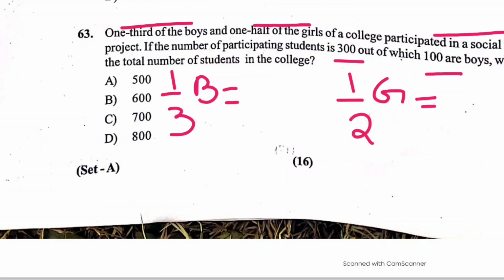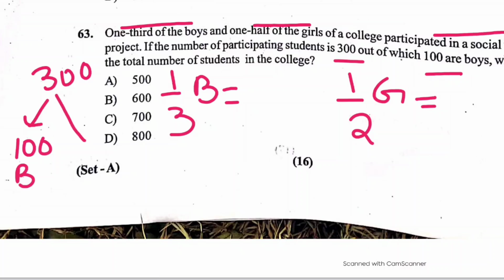Okay, now we are also being told that the number of participating students is 300. So the total number of participating students is 300, out of which 100 are boys. So the number of girls will be equal to 200, obviously. So 1/3 of boys will be equal to 100, obviously, since 1/3 of the boys participated. Similarly, 1/2 of the girls participated, it should be equal to 200.